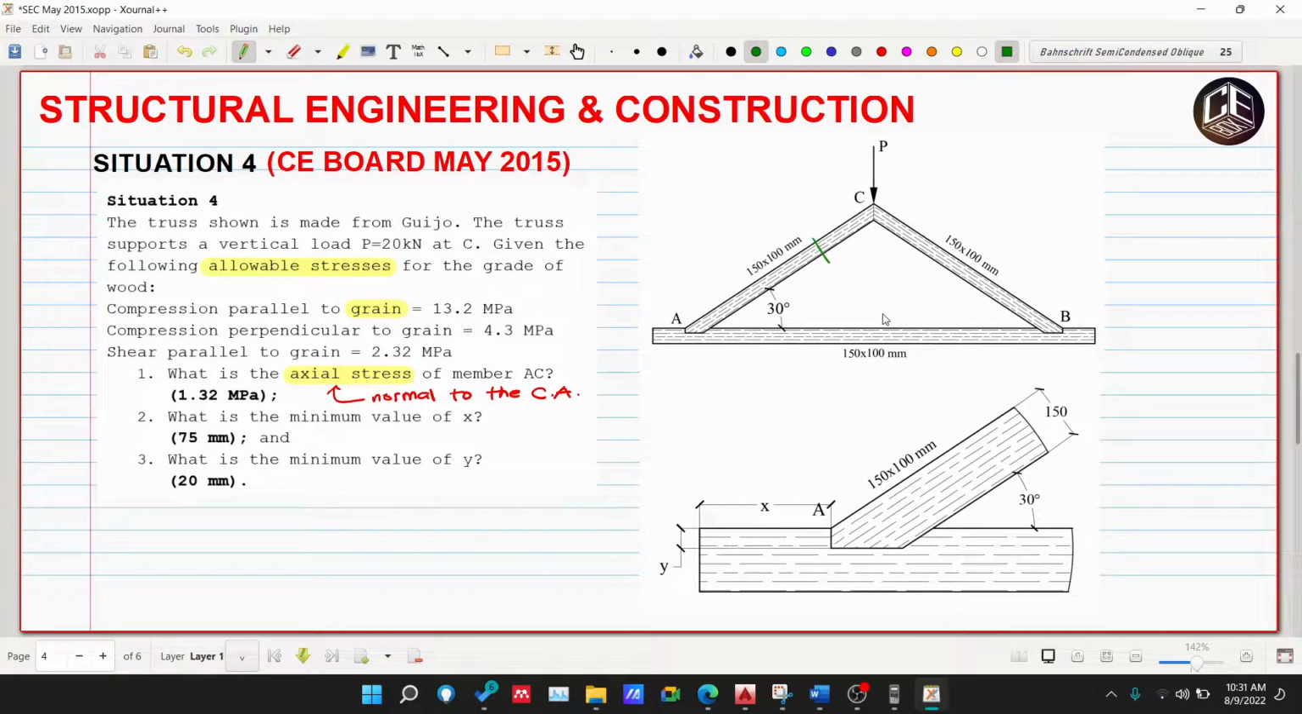So, observe natin yung figure. Kasi nakalagay rito, yung height daw ng ating wooden member ay 150, and nakalagay rito, 150 by 100. Therefore, yung ating cross-sectional area dyan ngayon is ganito. Ito yung 100, so naka-base siya. Then ito yung height or depth na 150. So, ang gagamitin natin na area para doon sa axial stress ng member AC is ito.